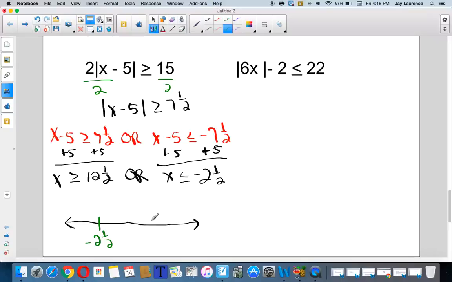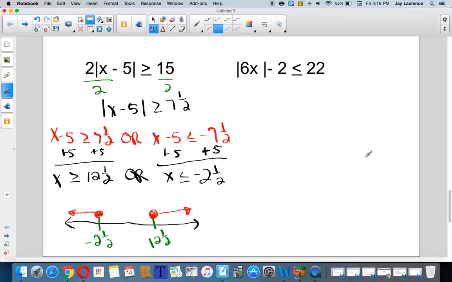Come on now. All right, so I'm going to show negative 2 and a half and 12 and a half. And these points will be closed, right? Because the endpoints are included in the solution. And I need numbers greater than or equal to 12 and a half. They're going to be over here. And I need a closed point there. And I need the numbers less than or equal to negative 2 and a half. And so that's the points over there.